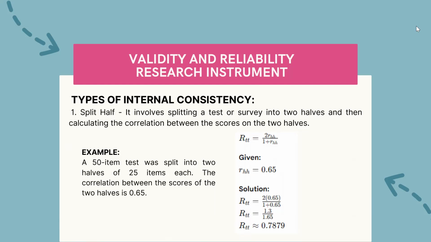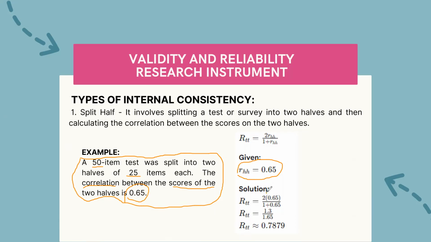Okay. Split half again. We have here a scenario. A 50-item test was split into halves of 25 items each. Of course, half of 50 is 25. The correlation between the scores of the two halves is 0.65. Again, the correlation is already given. In this case, our correlation between the two halves is 0.65.